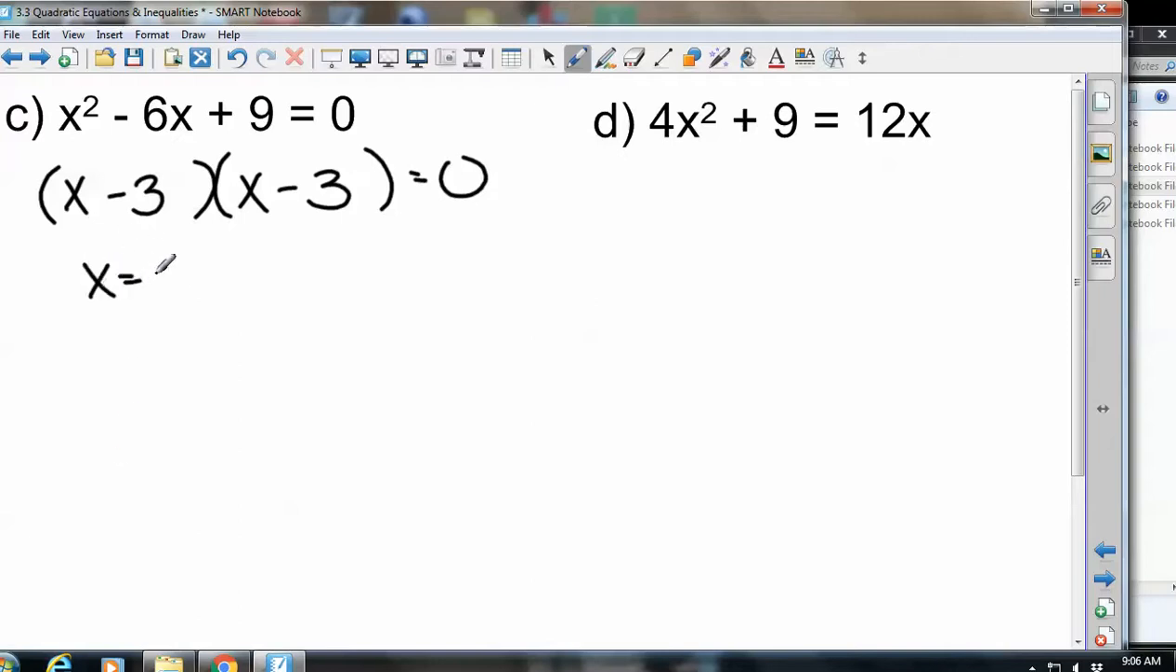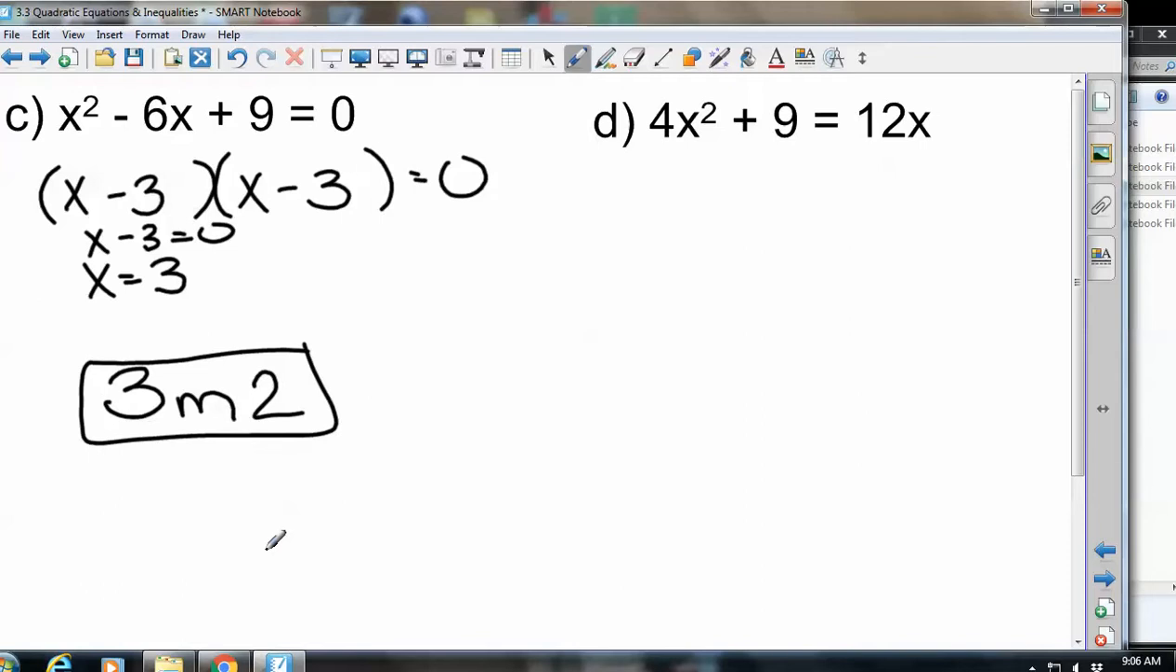Okay, if you say each of those is 0, they're the same thing. You're just going to get x minus 3 equals 0, so x equals 3. But it comes up twice for both parentheses. So what I want you to put is 3, a lowercase m, and a 2. That's 3 multiplicity 2. That means 3 is a solution 2 times.